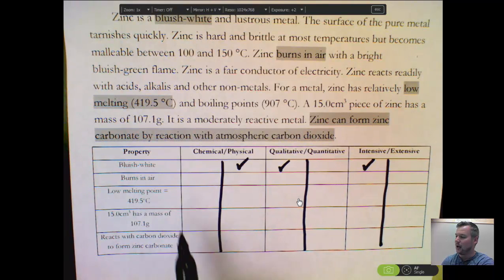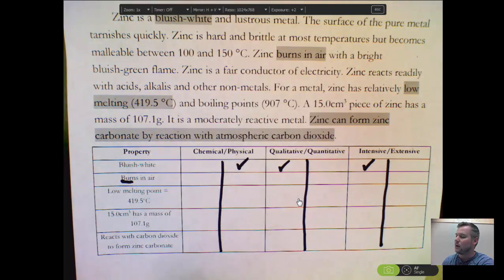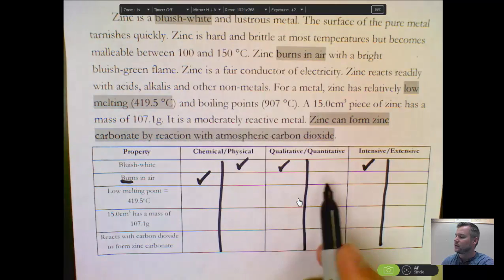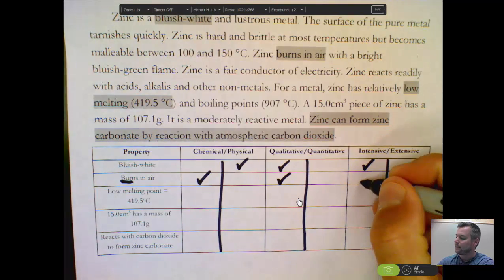Okay, now burns in air. Burns is one of those words I need to remember. That's a chemical ability. It can burn. Qualitative versus quantitative. Is there a number here? Nope, so that's qualitative. And then lastly, intensive versus extensive. If I have a little piece of zinc or a lot of zinc, it's always going to burn in the air.